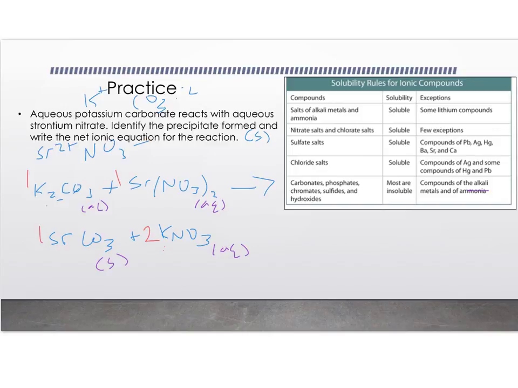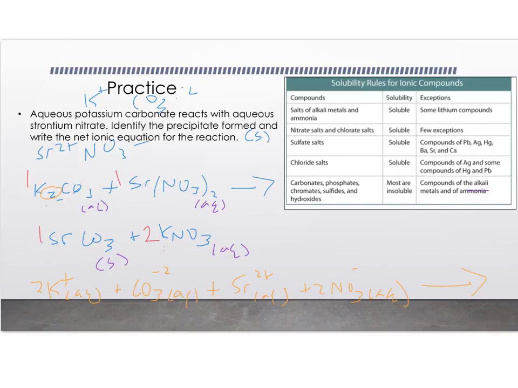So looking at my potassium in the first problem, we have 2 of them. So we have to make sure we put 2 potassiums with a +1 charge in aqueous form, plus we have 1 carbonate ion with a -2 charge in aqueous form. It's going to combine with strontium. Strontium is Sr, 2+ charge, in aqueous form. And then we have 2 nitrates, 2 NO3s, -1 charge, in aqueous form.